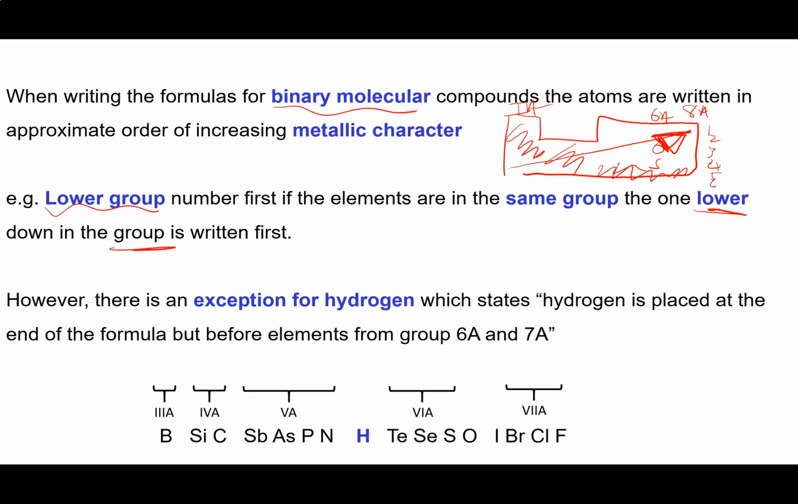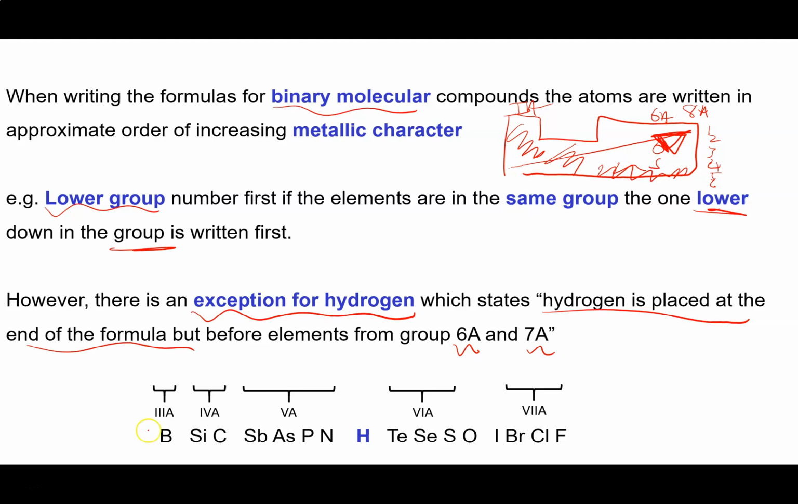Now, there's one little tiny exception, and we have talked about this previously, and it's the exception for hydrogen. Hydrogen is kind of weird. It only has one electron. It's put over in group 1A with a bunch of metals, but it's a nonmetal. It can form a cation and it can form an anion depending on what it's being reacted with. So hydrogen is weird, right? And so we have a special rule for hydrogen that says that hydrogen is placed after elements from groups 3A, 4A and 5A, but before elements from group 6A and 7A.